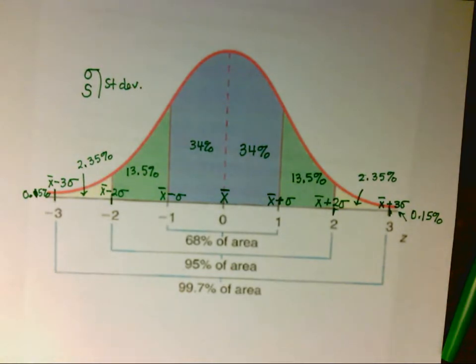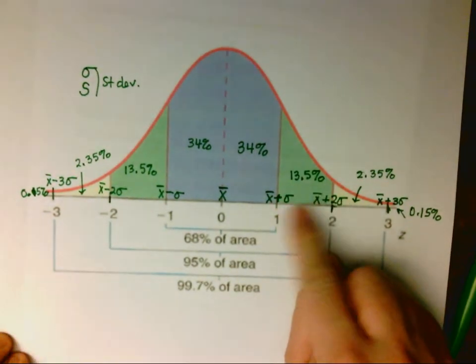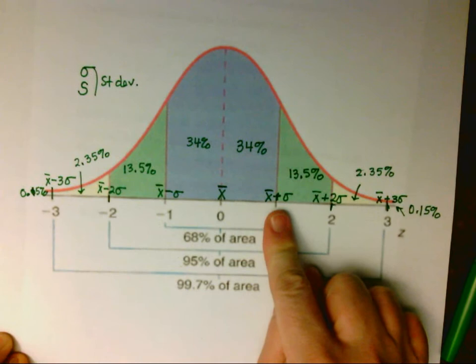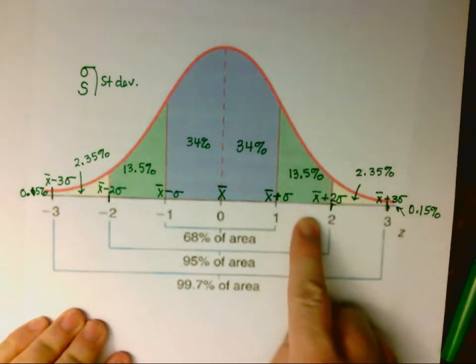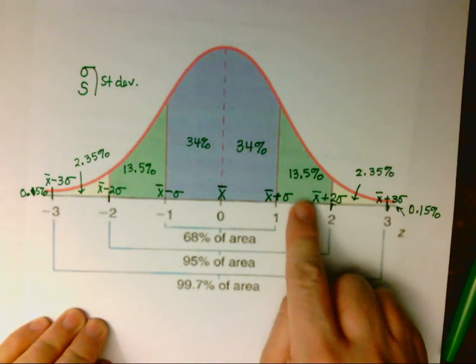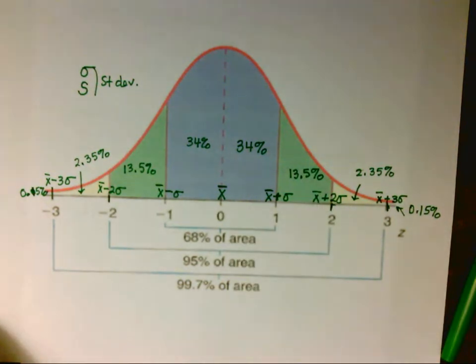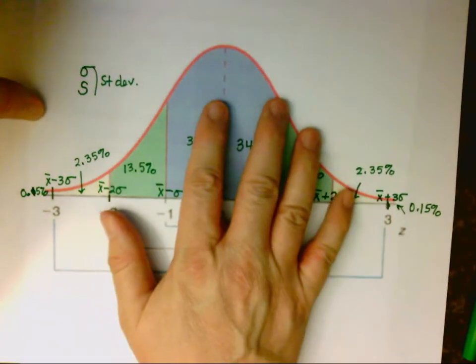Now, sometimes people land exactly on the deviations, like if the average IQ is 100 and the standard deviation is 15, someone's IQ might be 115. Well, the next cutoff would be 130, but there are people who have IQs between 115 and 130, and we need a way to deal with those people that land in between here. So we have a thing called a z-score. I'm going to come back to this in just a second.